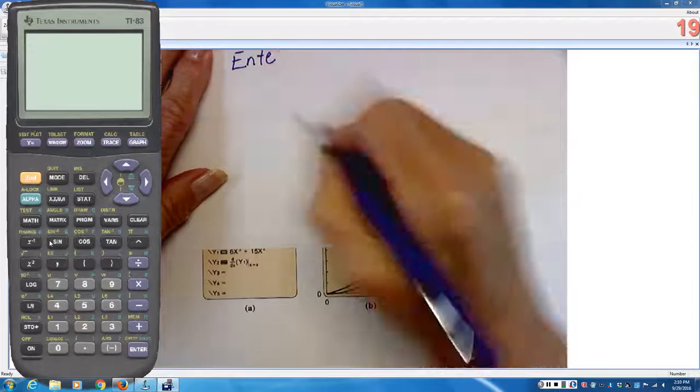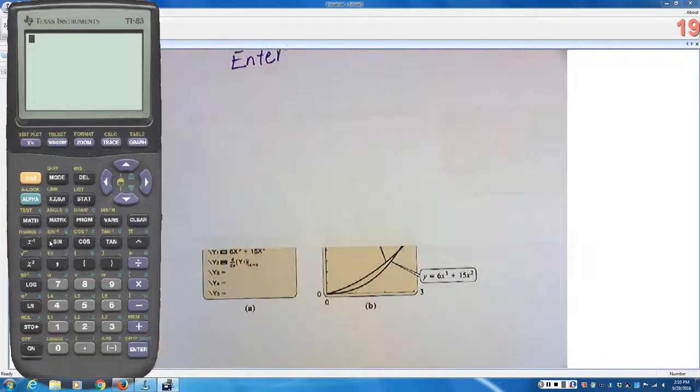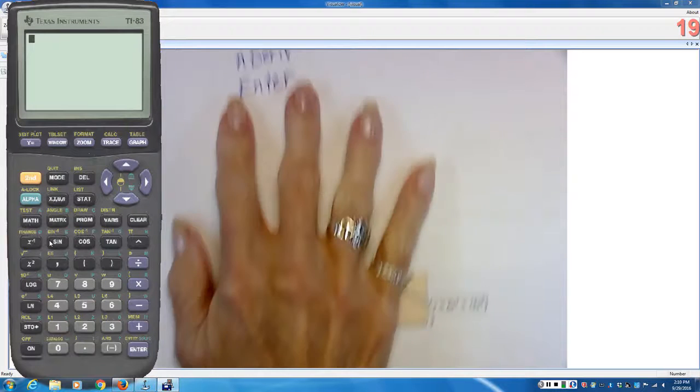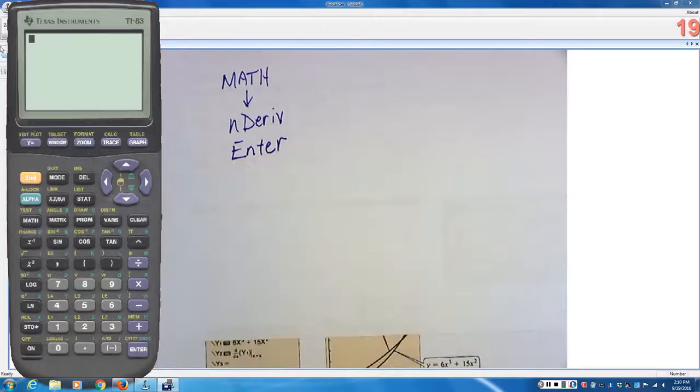And hit enter. And that's the same for both of us, both the 83 and the 84. I'm going to hit math. I'm going to go down to nDeriv. And I'm going to hit enter to select it.